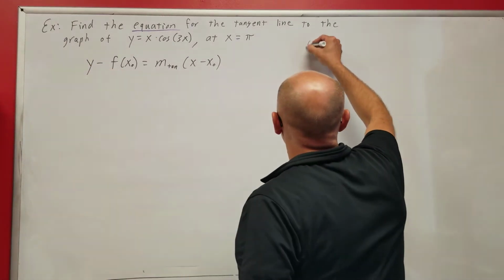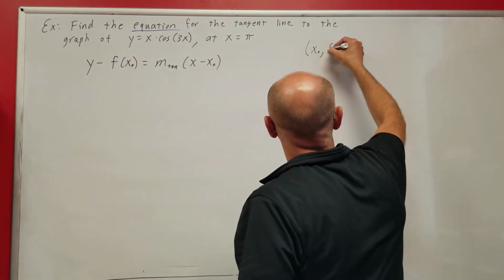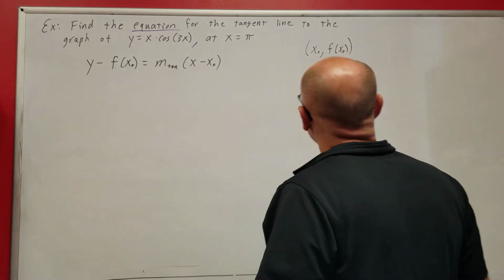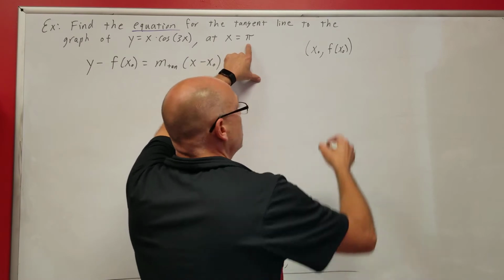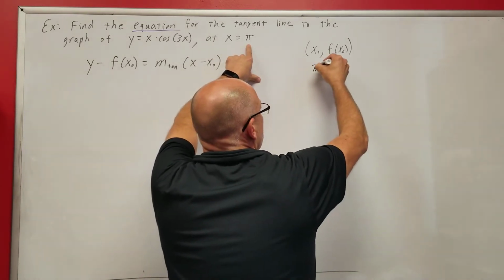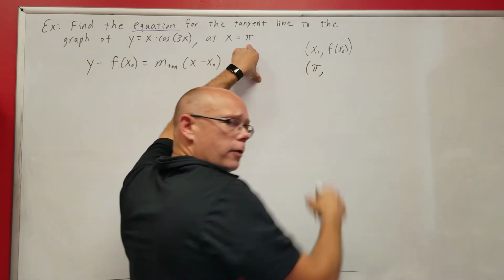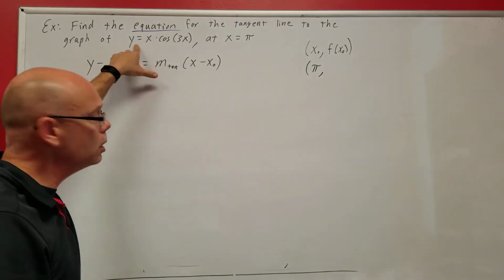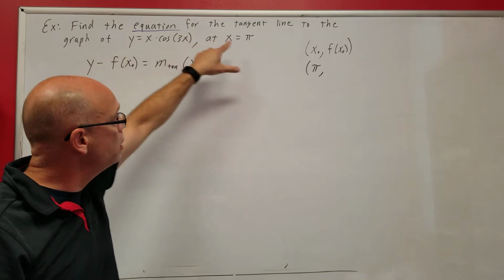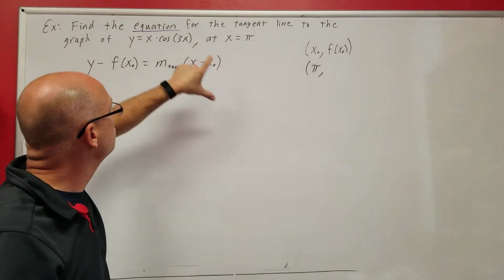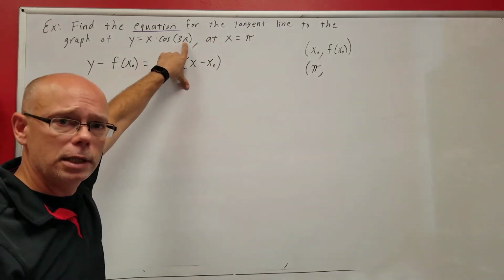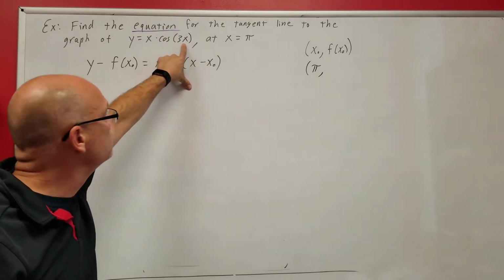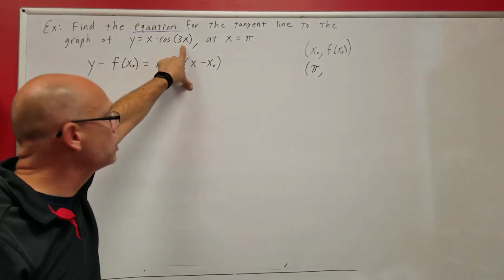Let's think about our ordered pair, x naught, f of x naught. Well, x naught is a particular point they give us, which is pi. What is f of x naught? That's just my function f, or they're calling it y here, evaluated at pi. So what happens when I evaluate this at pi? I get 3 pi in here. So what's the cosine at 3 pi?